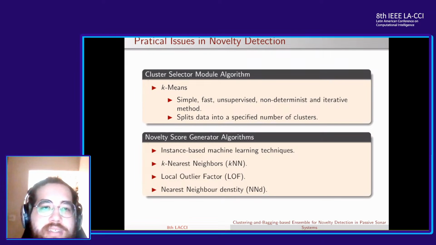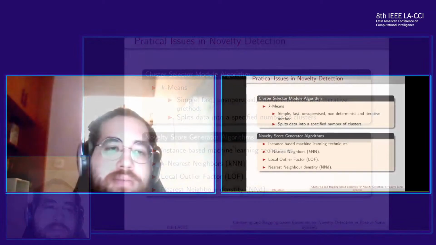As in previous works, we investigated three instance-based machine learning techniques to generate a novelty score, namely k-nearest neighbors, the KNN, local outlier factor, the LOF, and the nearest neighbor density, the NND. Roughly, the role of these techniques is measuring the level of similarity between a given contact signal and the instances that integrate the clusters. The KNN considers the median of the distance between the data under analysis and the instances belonging to its k-nearest neighbors, being the k a hyperparameter for the model.